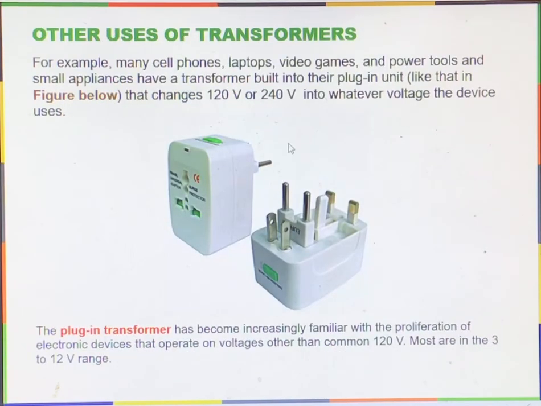These are also other uses of transformers. For example, the transformers that are used in a cell phone. You can have a cell phone that only needs about 3 to 12 volts. So you would use a transformer that would take about 120 or 240 and step it down to the range of about 3 to 12 volts.